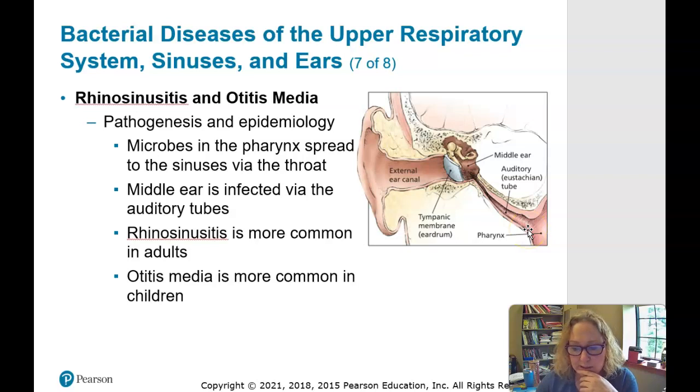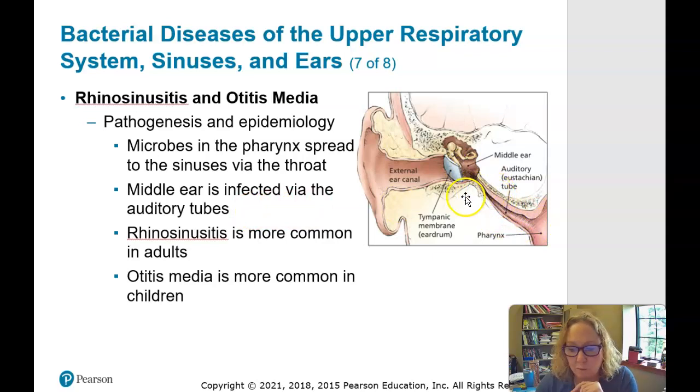Sometimes it presents as a back toothache. People will call their dentist in a panic going, oh my gosh, there's something wrong with my teeth. And they'll be like, actually, you have an ear infection that just feels like a toothache, because it's coming from this part. It's actually your ear and your sinuses that are pushing against your tooth. So the middle ear is infected via these auditory tubes.